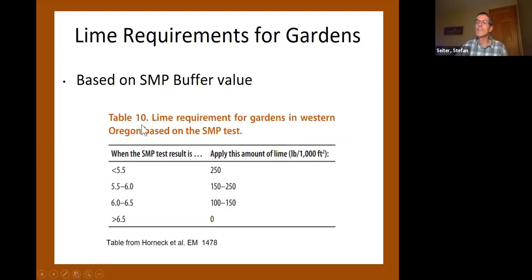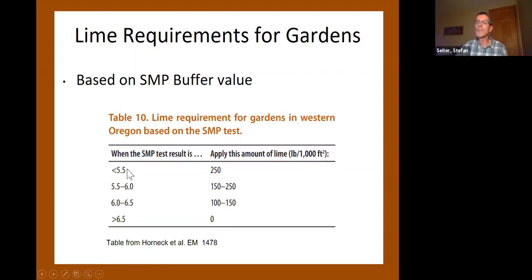In one of the extension publications, it gives you lime requirement for gardens in Western Oregon. So basically look at your SMP buffer pH. And if that SMP buffer pH is between 5.5 and 6, you need 150 to 250 pounds per 1,000 square feet, or take a 0 off, 15 to 25 for 100 square feet.